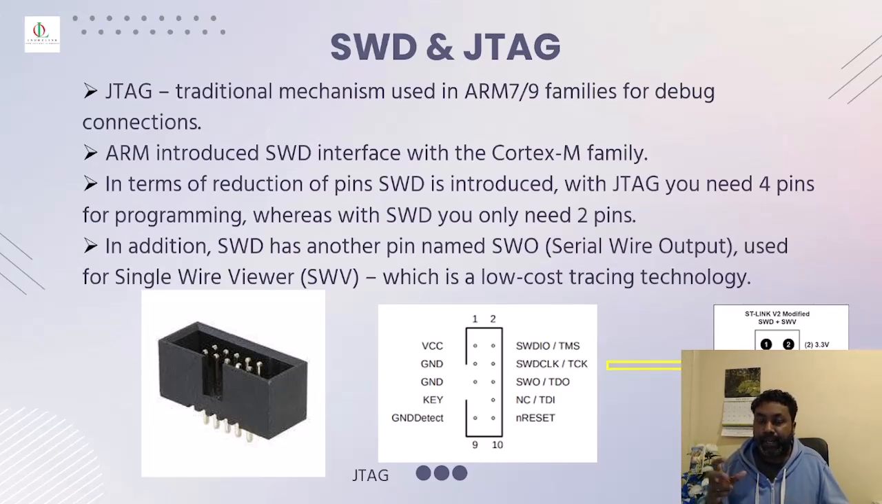And it also has the additional serial wire output pin, which is used for the serial wire viewer, which is a low-cost tracing technology. You can actually view the data points where it's all connected. This is how the connector looks, and that's the JTAG pin description, and this is the SWD pin description. It can run on low voltage, 3.3 volts, with 2 lines, serial wire clock and serial wire data. These 2 are the pins, and the serial wire output is for the viewer.